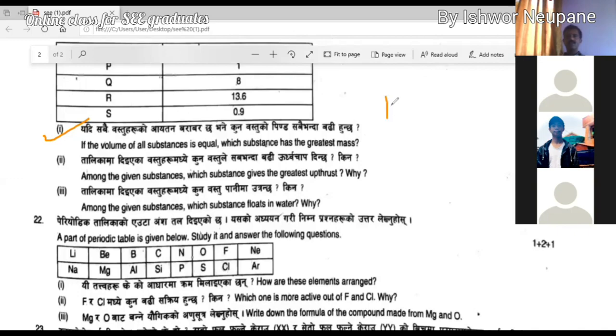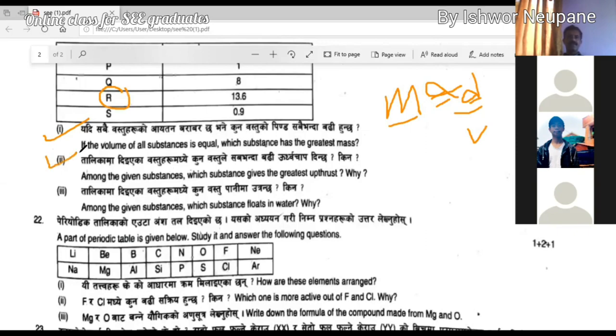What is the relation between mass and density? M equals to D into V. This formula we have to remember. Mass and density are directly proportional. Mass and volume are inversely proportional. So, if their volume is equal, then substance R has the greatest mass.